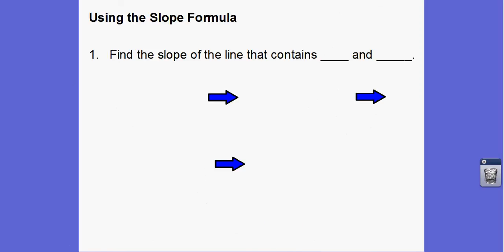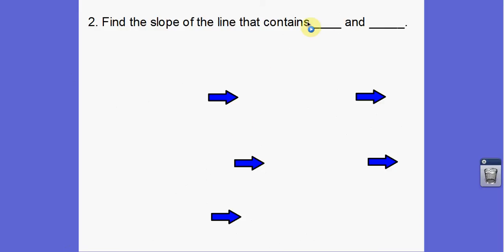Let's take a look at another one. Alright, here are our 2 points. First step, if you haven't guessed it already, is to write those 2 points down and label them. X sub 1, y sub 1, and x sub 2, y sub 2. Part 2.